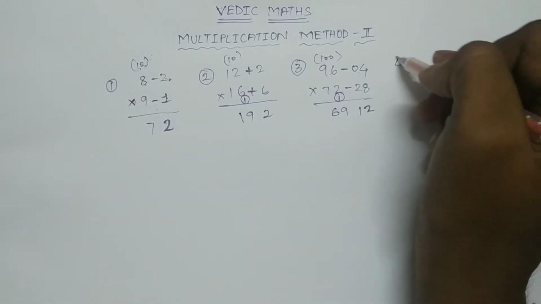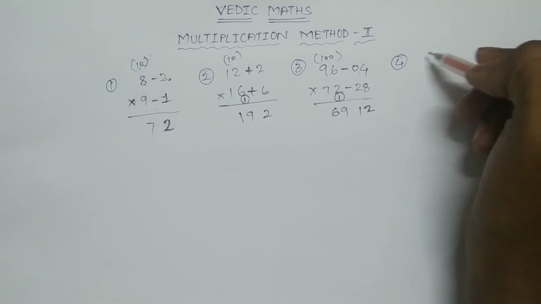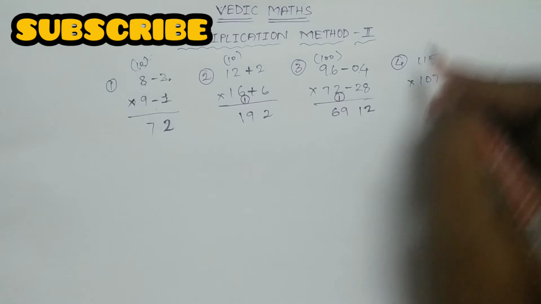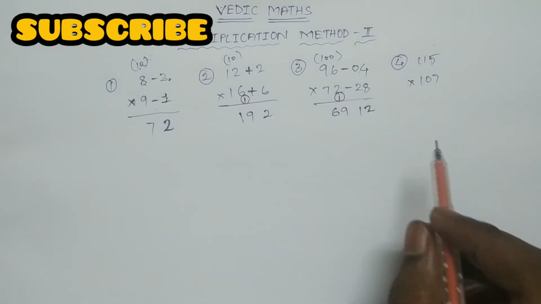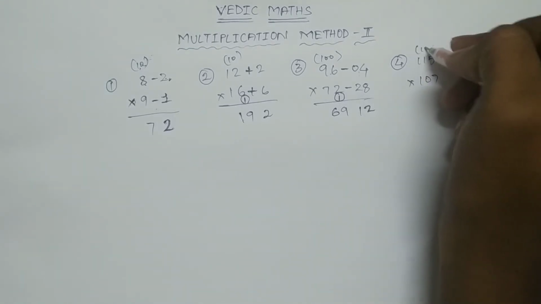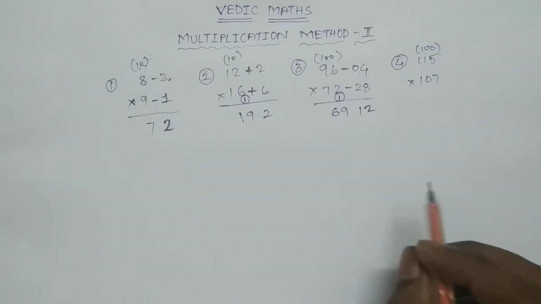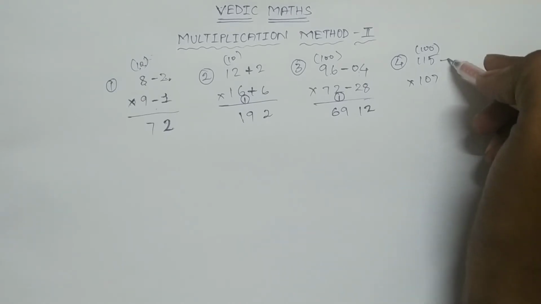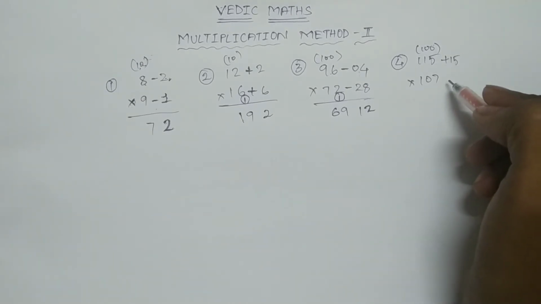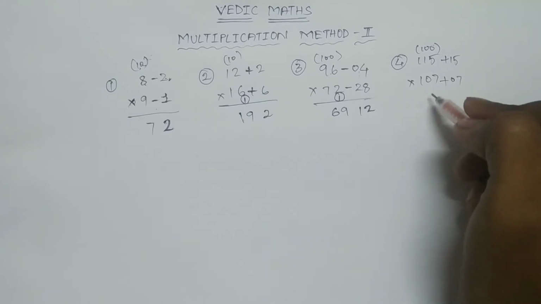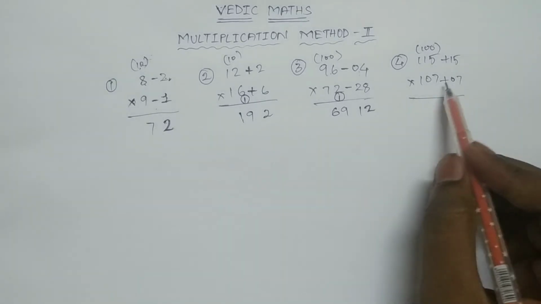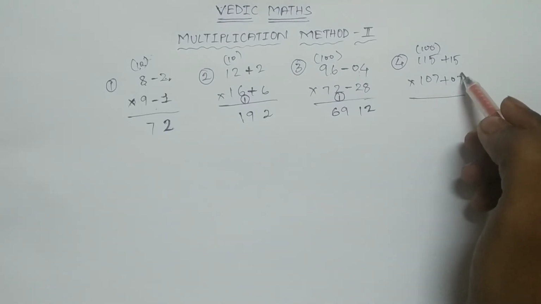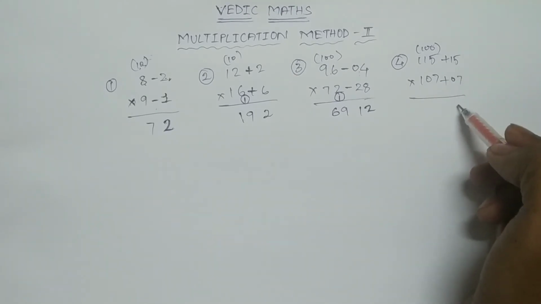And I am taking the fourth example as 115 into 107. Here again 115 and 107 are nearest to the round figure 100, so I am comparing with 100. If I compare with 100, 115 is 15 greater than 100 and 107 is 7 greater than 100, so I am taking 07 here, plus, since it is greater than 100. The right side value will be obtained by multiplication of 15 into 7.